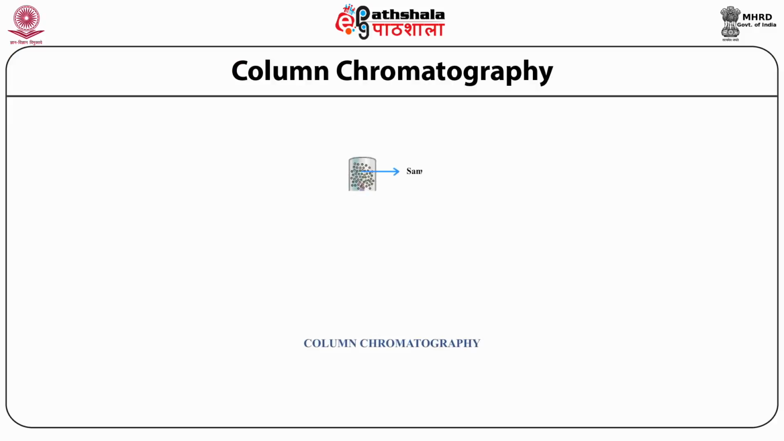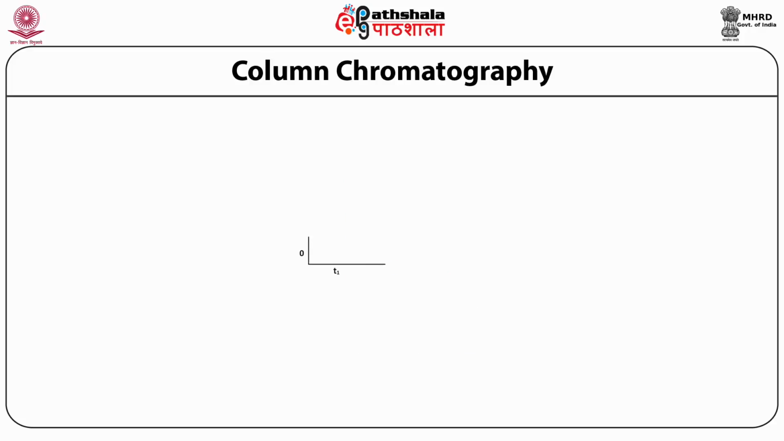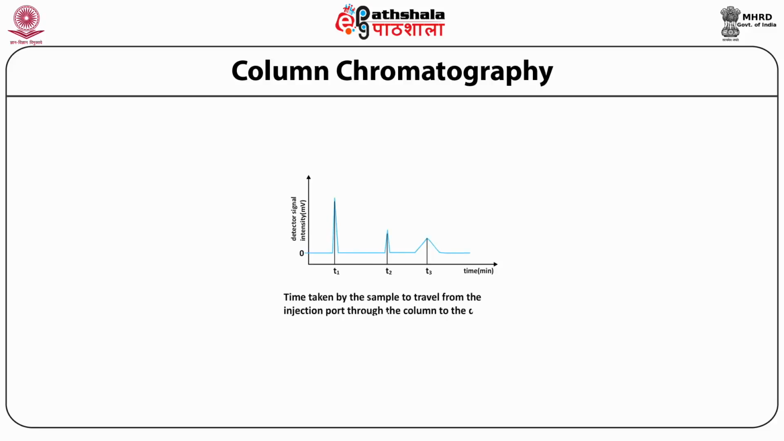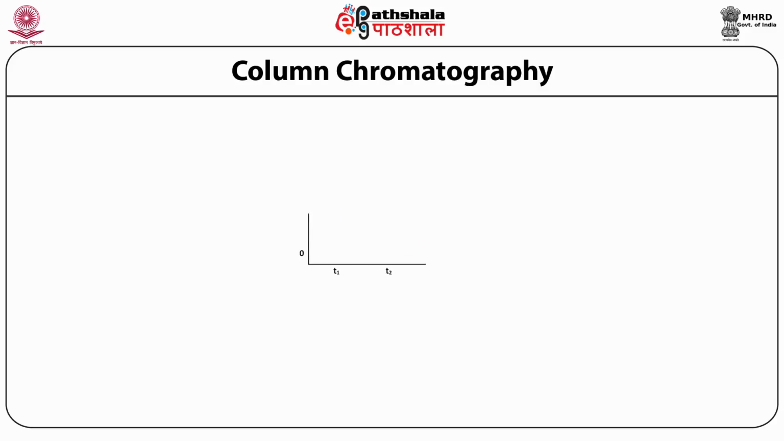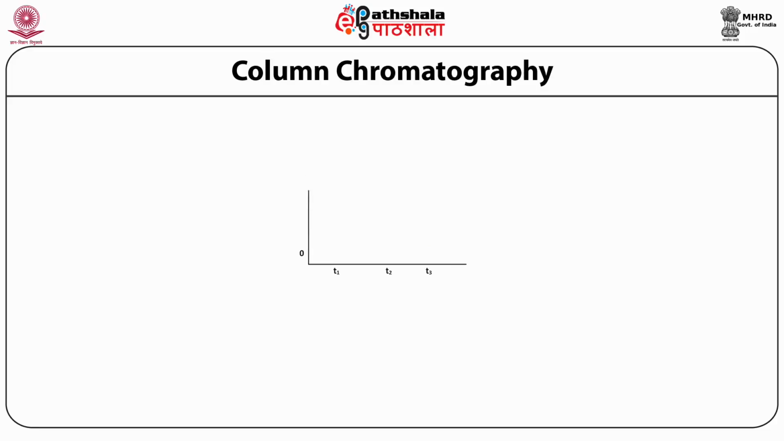Here we can see a column packed with stationary phase material. The sample mixture is loaded in the column and its components are dispersed throughout the stationary phase. As the mobile phase solvent passes through it, molecules elute out separately from the column and can be collected in separate fractions. The eluent is analyzed through a chromatogram, which is a graphical representation of retention time of analyte versus detector signal. The quantitative measure of separation of analytes within the column is given by the term retention time.